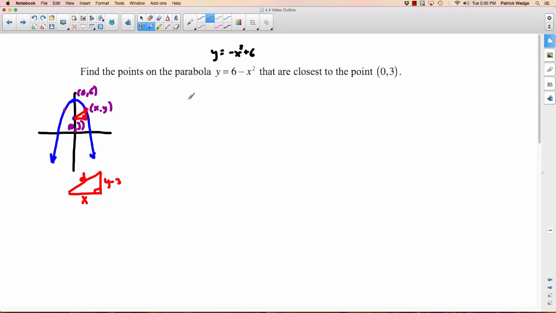We can say that d squared equals x squared plus (y minus 3) squared.